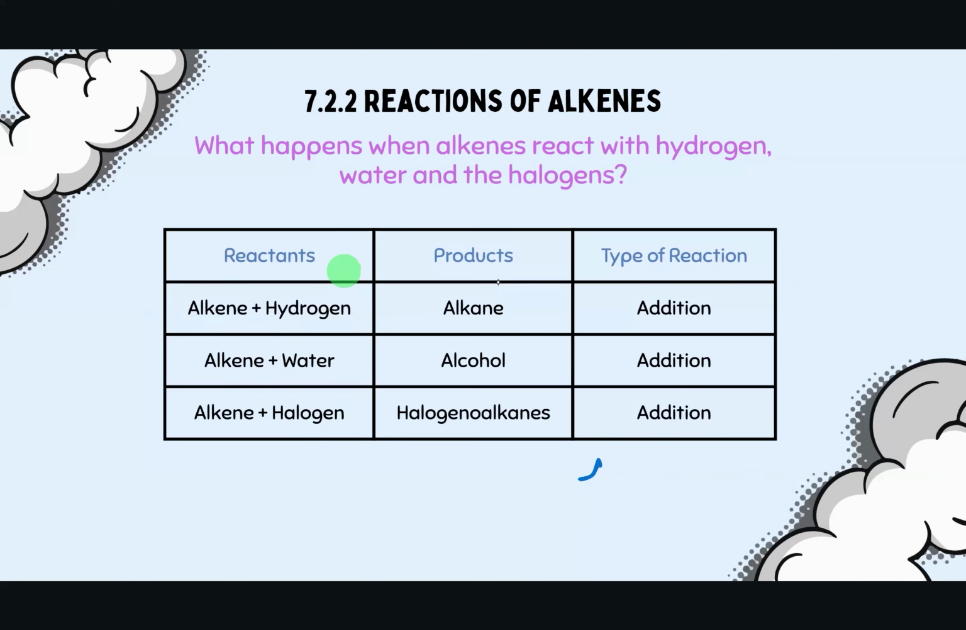So alkene and hydrogen makes an alkane. This is an addition reaction. Alkene plus water makes an alcohol, which is also an addition reaction. Alkene plus halogen makes halogenoalkanes.